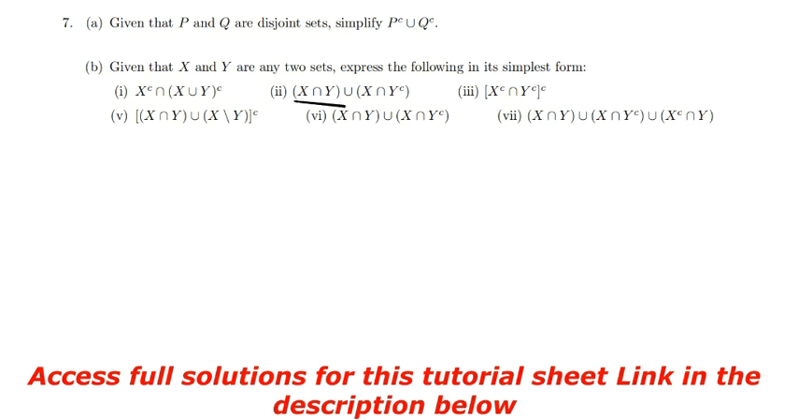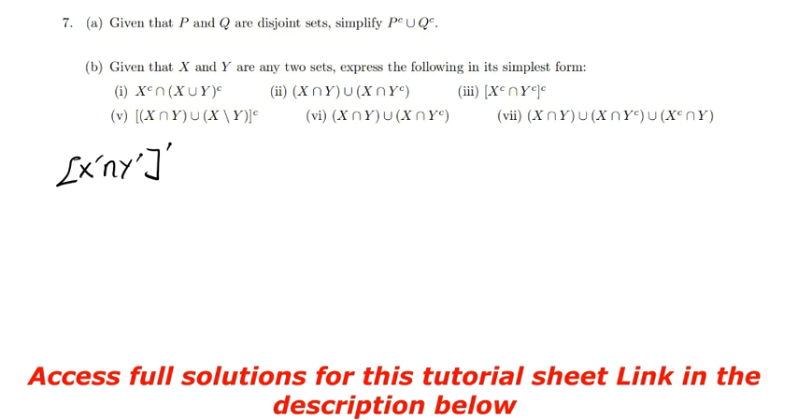Just find X intersection Y, also find X intersection Y complement, then add. When you add, use the Venn diagram and see what the actual final result is going to be. So let me jump to part 3, which says we have X complement intersection Y complement, and another complement outside.